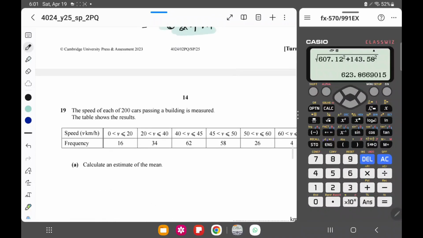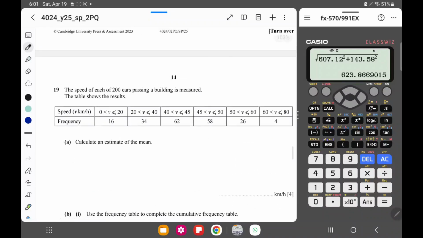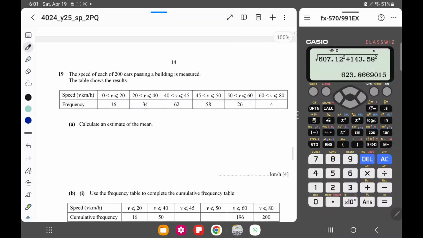Now we are coming to the next part. This is the 19th question on page 14. The speed of each of 200 cars passing a building is measured. The table shows the results. 0 to 20 is 16, 20 to 40 is 34, 40 to 45 is 62, 45 to 50 is 58, 50 to 60 is 26, 60 to 80 is 4. Calculate the estimate of the mean.